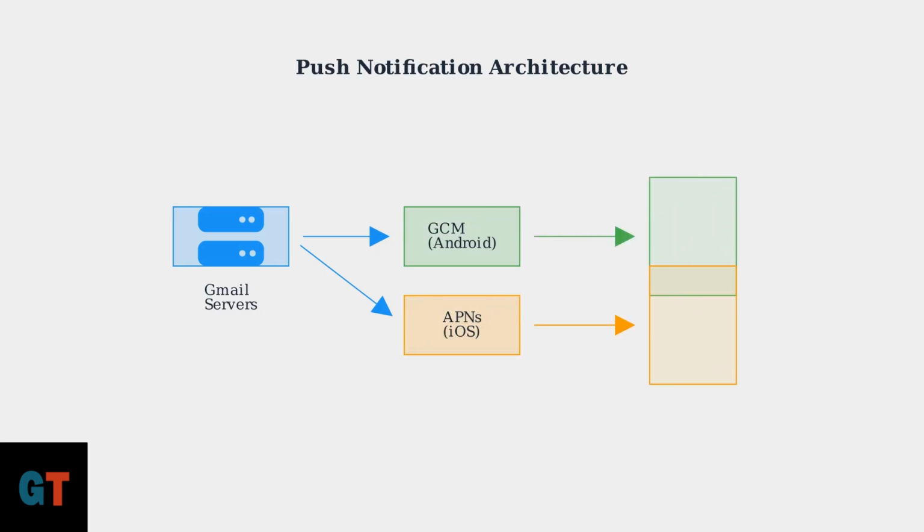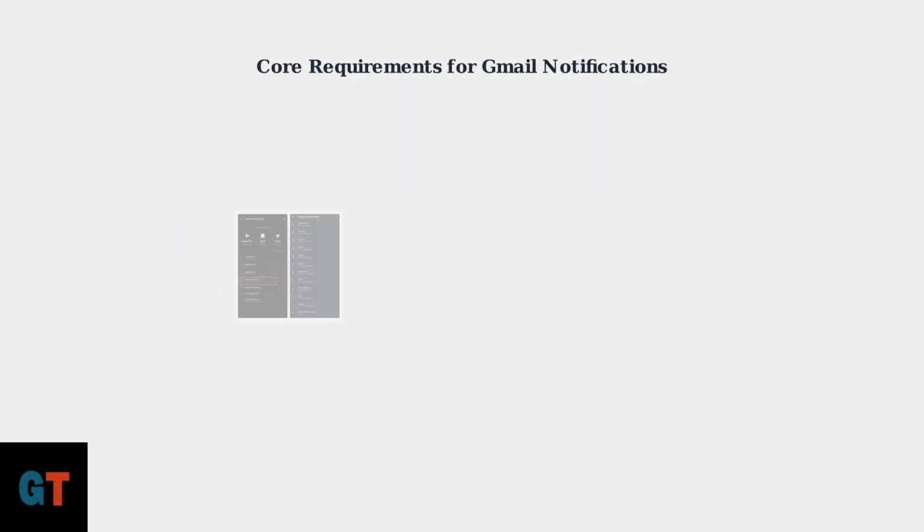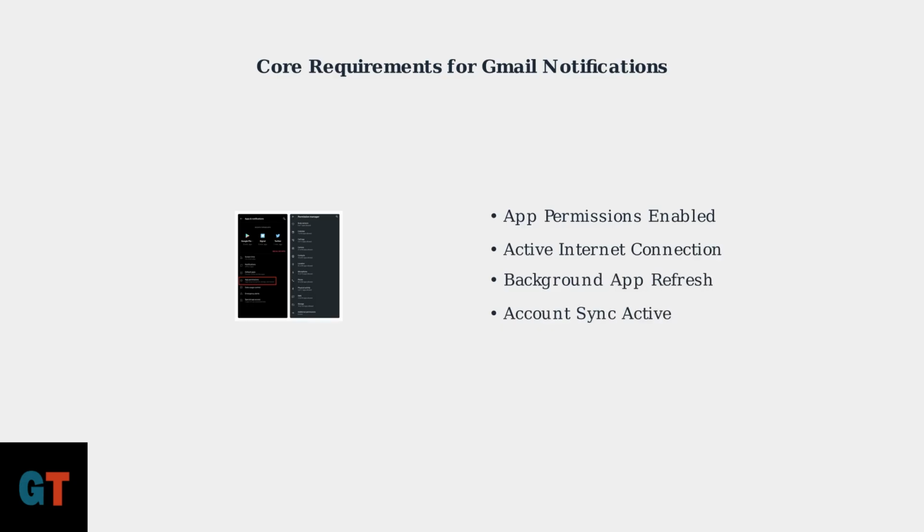Gmail uses different push notification systems for each platform: Google Cloud Messaging for Android devices and Apple Push Notification Service for iOS devices. For notifications to work properly, several key requirements must be met. First, you need proper app permissions. Android's new permission system requires explicit approval for notifications, as shown in these permission settings.